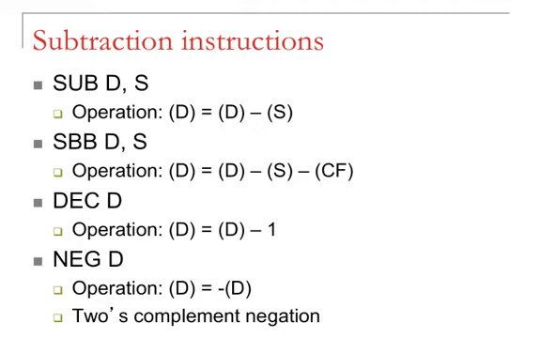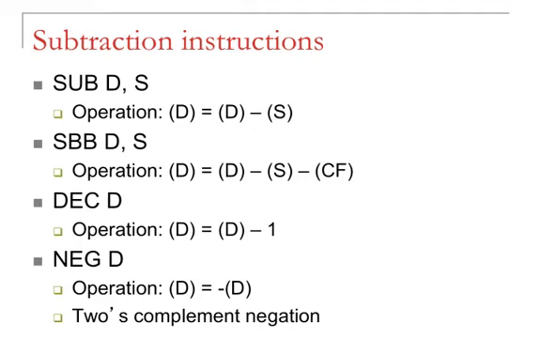Likewise, subtraction instructions have the following variants. SUB D comma S, that's the plain subtraction. So you're going to subtract source from destination, so it's D minus S, and put the result into the destination operand. SBB is the one that's going to consider the carry flag, CF. So not only do we subtract source from destination, we also subtract carry flag from the result. And the final result is going to be put into the destination operand.